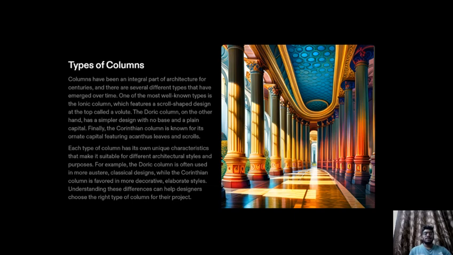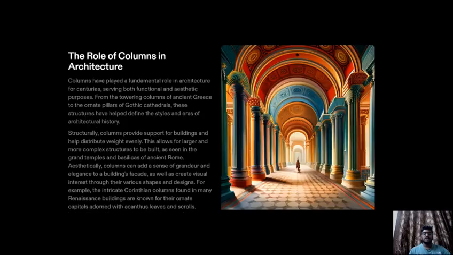Each type of column has its own unique characteristics that make it suitable for different architectural styles and purposes. For example, the Doric column is often used in more classical designs, while the Corinthian column is favored in more decorative, elaborate styles. Understanding these differences can help designers choose the right type of column for their project.